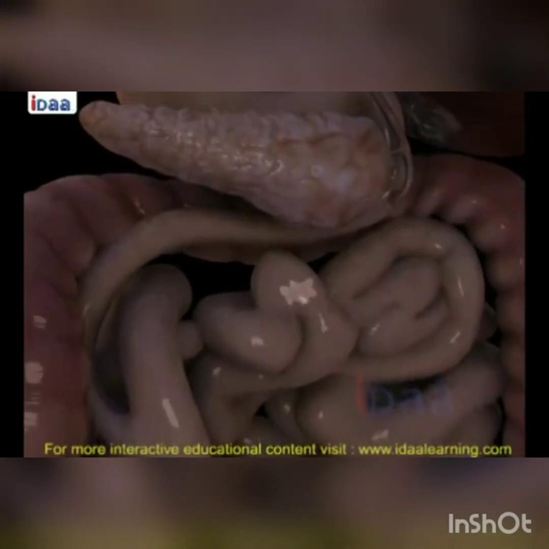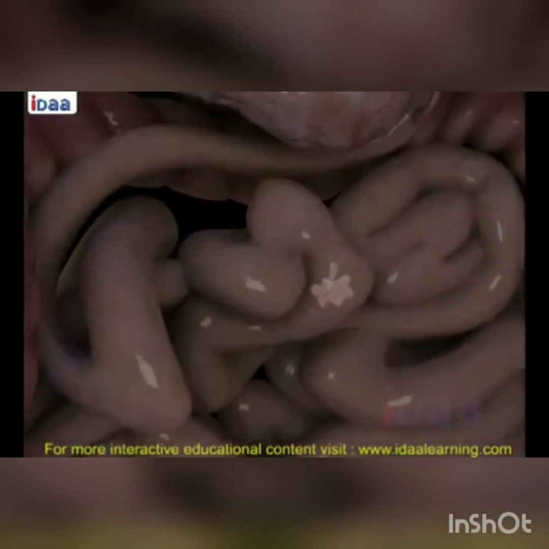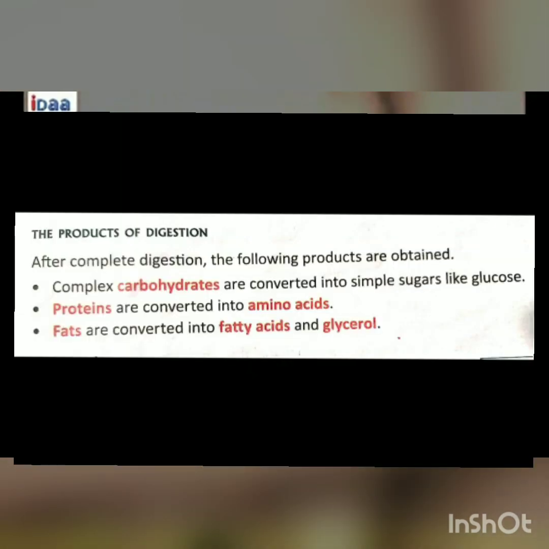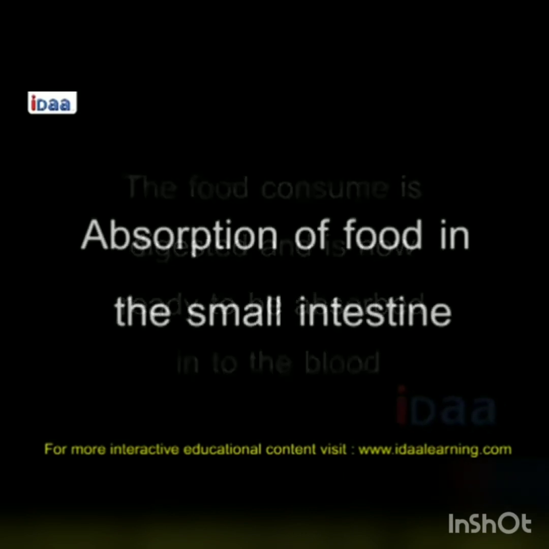After complete digestion, the starch in food breaks down into sugar like glucose, fats into fatty acids and glycerol, and proteins into amino acids. The food consumed is digested and is now ready to be absorbed into the blood.